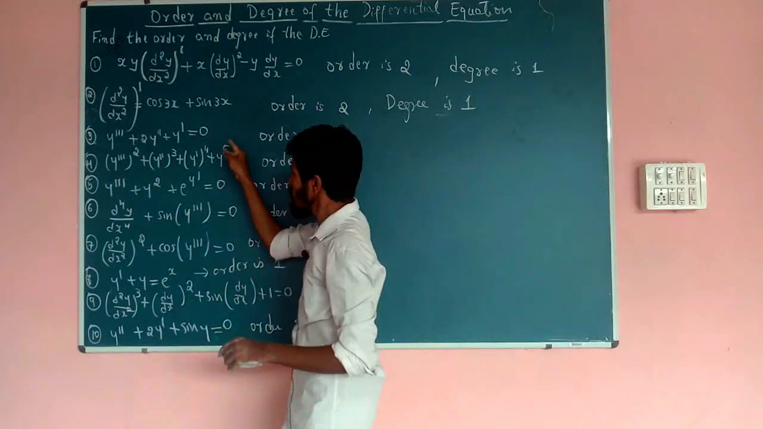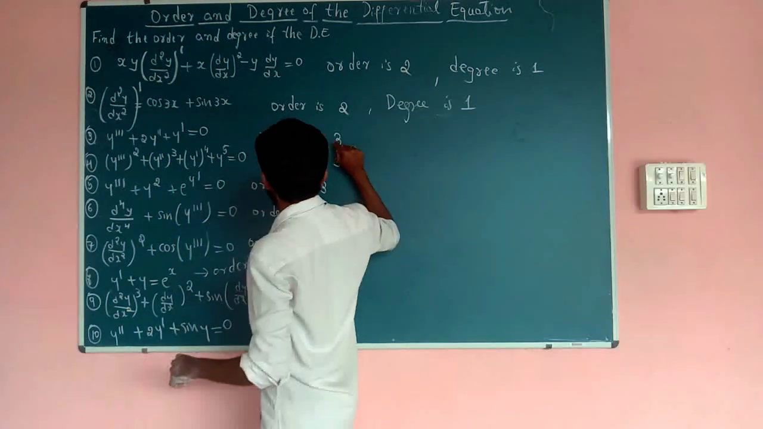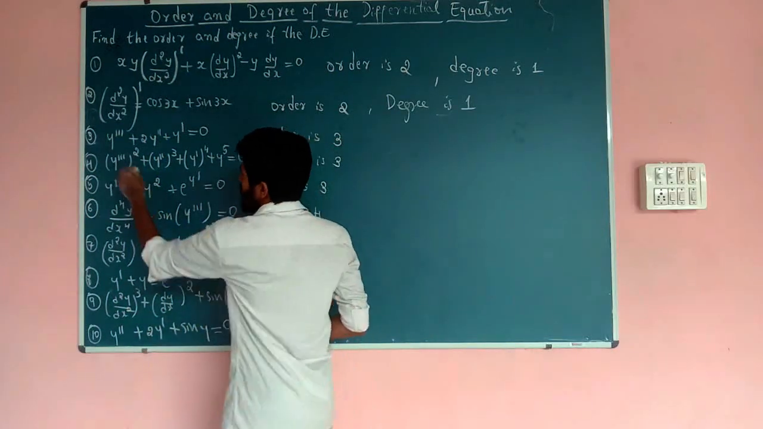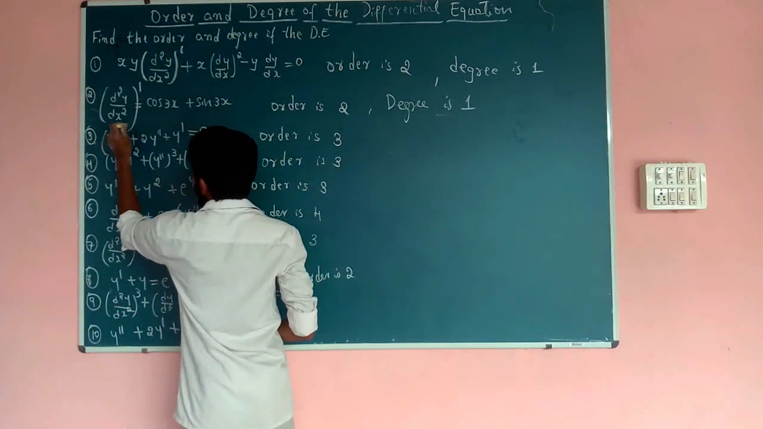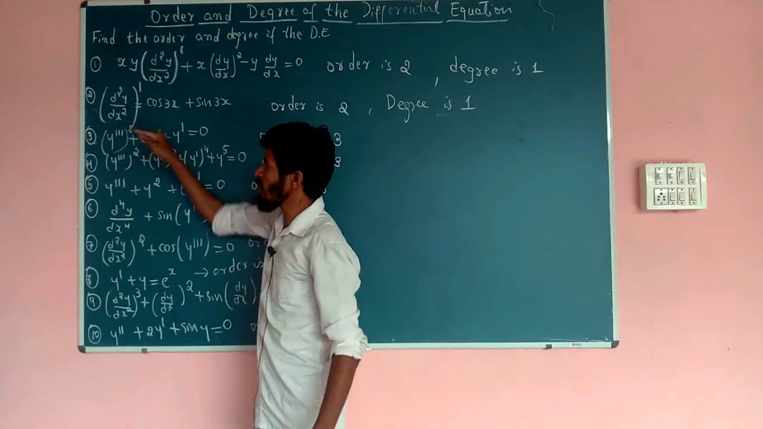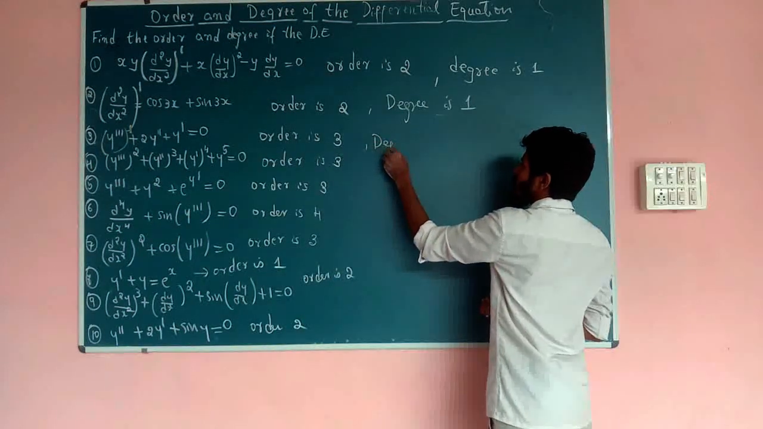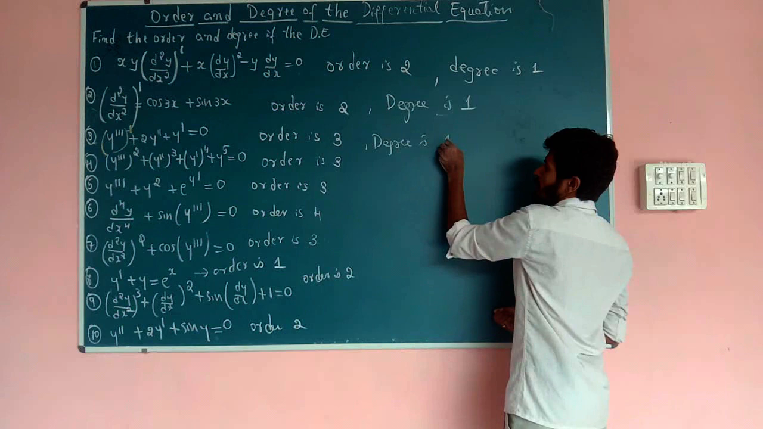See, here there is no sin, cos, e to the power, log term. Therefore, here the order is 3. Order is 3, right? y triple dash. The positive integral power of the highest order derivative is 1. Therefore, degree of this differential equation is 1.